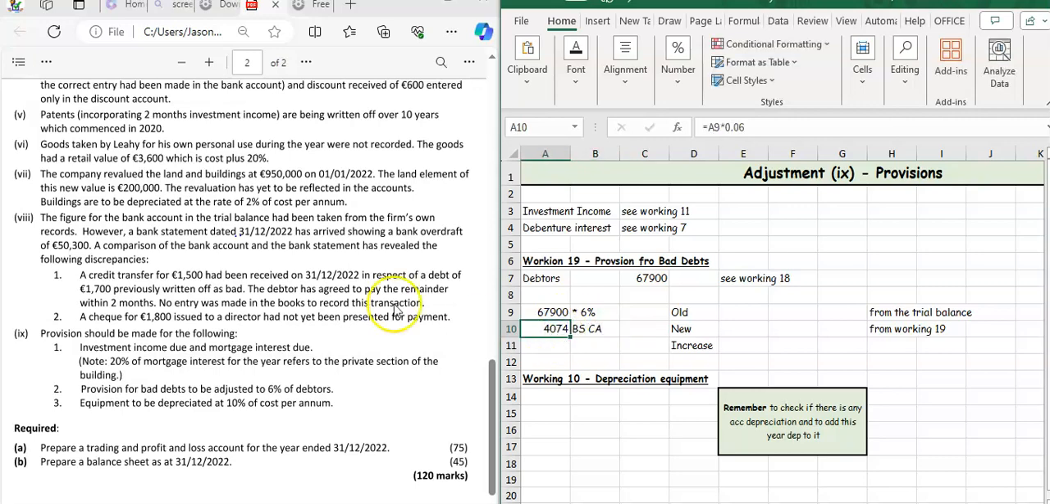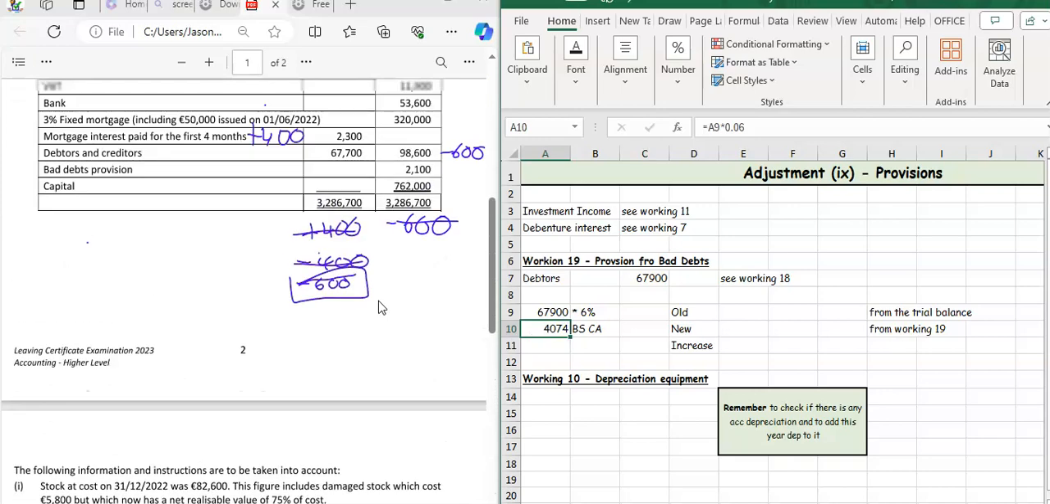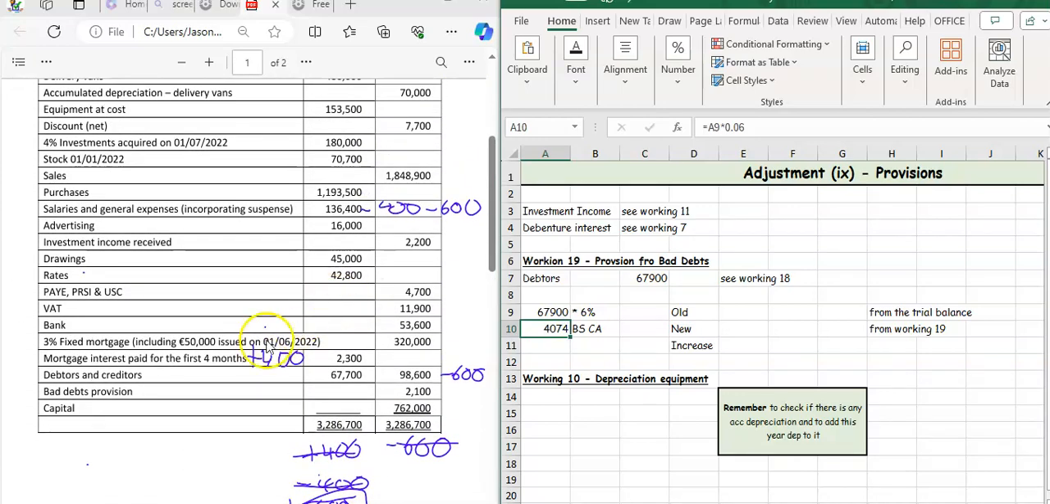Now I have to find out if this new provision is an increase or decrease. I'm going to have a look at my trial balance and see if we've got anything for bad debt provision or provision for bad debts. I've got my bad debt provision here. Remember, it's the bad debt provision that we're looking for, not the bad debt figure. So the bad debt provision in this is 2,100. So that's my old figure. My new figure is 4,074. So this is an increase. So it's an increase, so it's less money that we're going to receive. So that's going to go into your profit and loss as an expense, and it's going to go into selling and distribution.